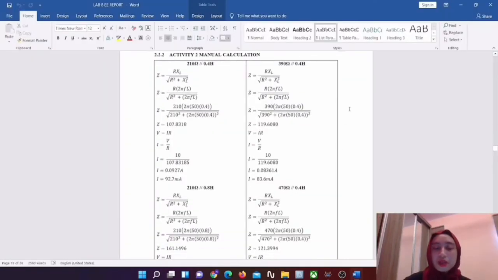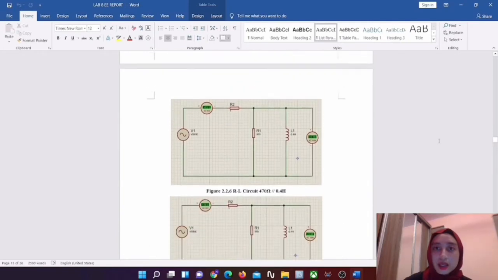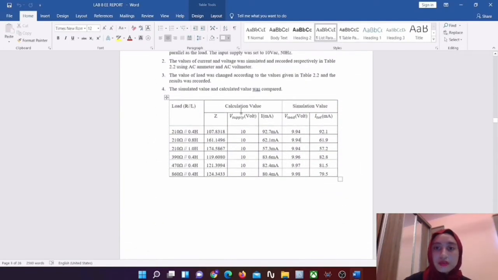After that, we need to compare the simulation value with the manual calculation. So this is the manual calculation that I have done, but to make it easier, I will make a comparison from this table. This is the calculation value and the simulation value for the voltage and current. As we can see, the current value from the manual calculation and the simulation value has a slight difference, but they don't have so much difference. It is almost the nearest together.